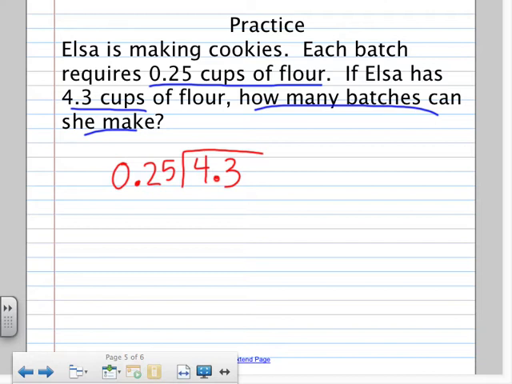So now I need to do my division now that I have my problem set up. And so I need to slide this over twice to make it no longer a decimal. Slide this twice and add a 0 to fill that in. And now I'm going to go ahead and do my division. So 25 goes into 43 only once.